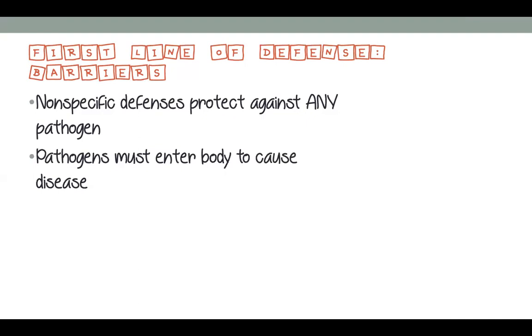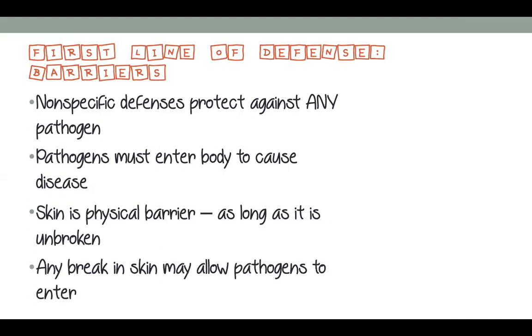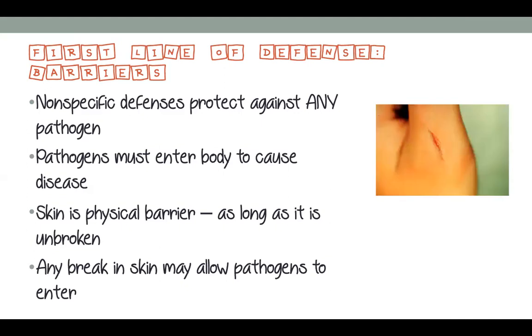Because pathogens have to get into your body in order to cause disease, your skin is the first line of defense. As long as skin remains unbroken, it prevents pathogens from getting inside. So any break in your skin can allow pathogens to enter, like if you get this cut on your thumb.